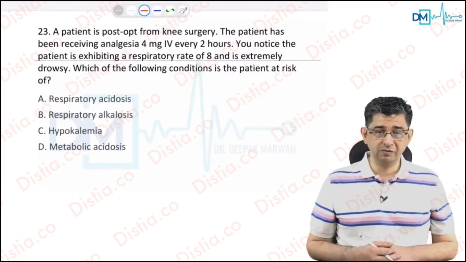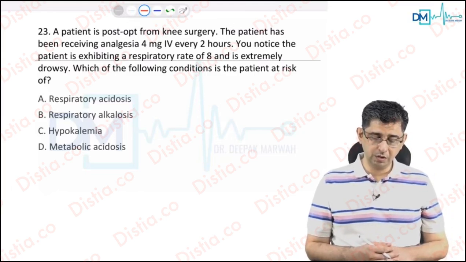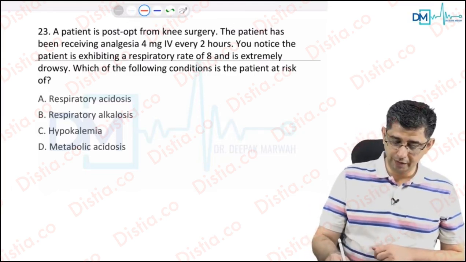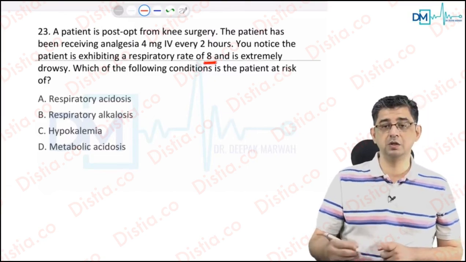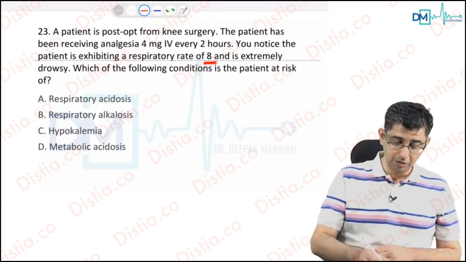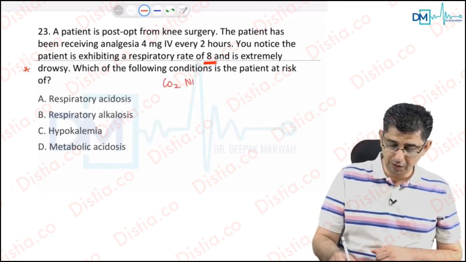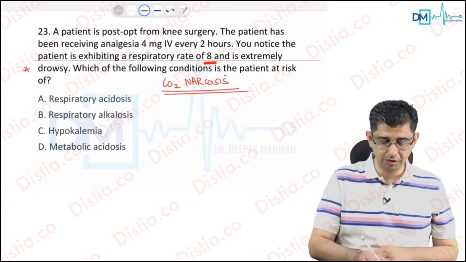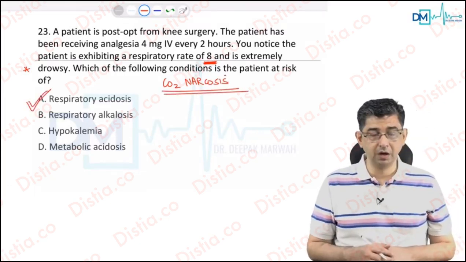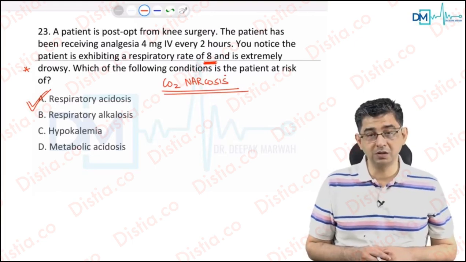A patient is post-op from knee surgery. He has been receiving analgesia, 4 milligram IV every 2 hours. You notice that he is exhibiting a respiratory rate of only 8. So post-operative knee surgery patient, respiratory rate of 8, that is definitely respiratory depression. He is drowsy also, so there is a possible risk of carbon dioxide narcosis in the patient. I have emphasized this often, that drugs contribute to CNS depression, and therefore in this particular patient, the derangement that will be encountered will be carbon dioxide narcosis.